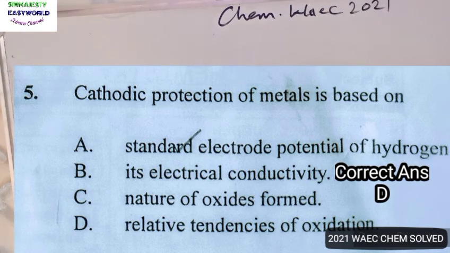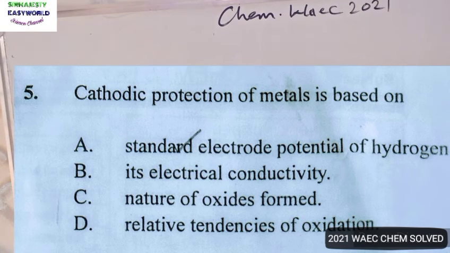When we say cathodic protection of metal, it is a kind of sacrificial anodizing, in the sense that the metal to be protected by another metal is made the cathode of a cell. So in that case, you use a metal that has a more tendency of oxidation to coat another metal. For example, you use zinc to coat iron. In that case, zinc has more tendency of undergoing oxidation than iron because zinc is more reactive. So the answer is D.